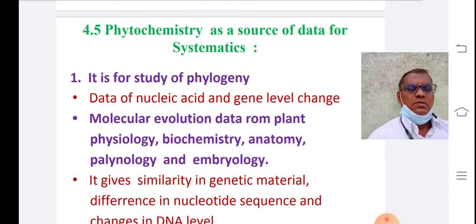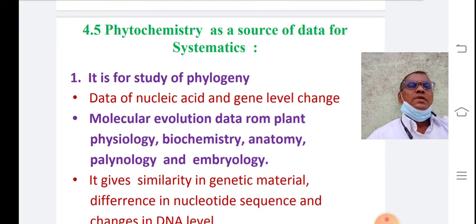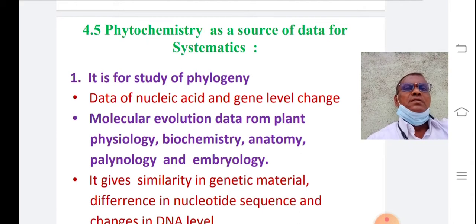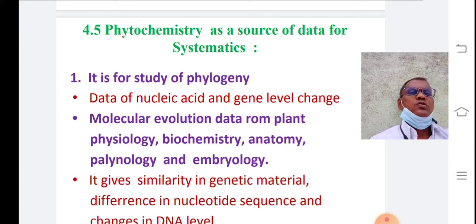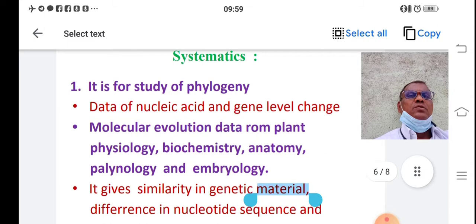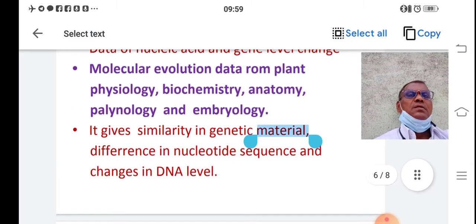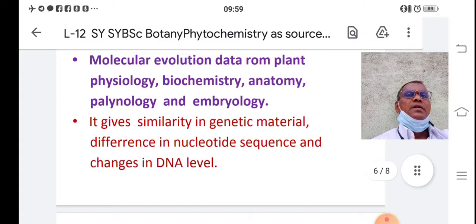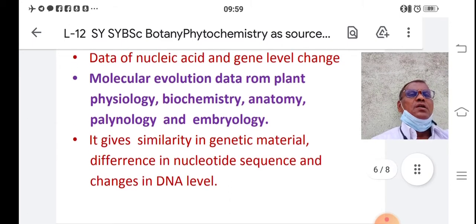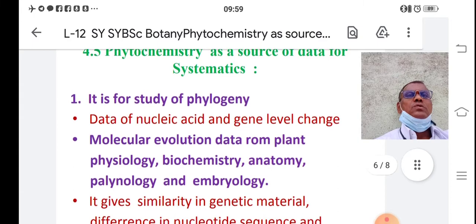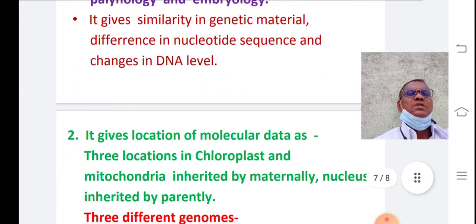Then secondly, as you are knowing, the molecular evolution data generally from the plants: plant physiology, biochemistry, anatomy, palynology and embryology. Palynology means the study of pollen grains, so it is to be studied. Then it gives the similarity in the genetic material, and the differences in the nucleotide sequence and the changes in the DNA. So it is very important to study, and therefore just give what is the role of phytochemistry in the system.